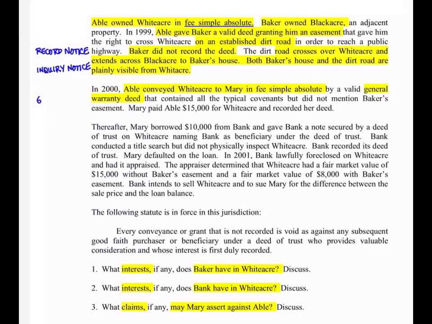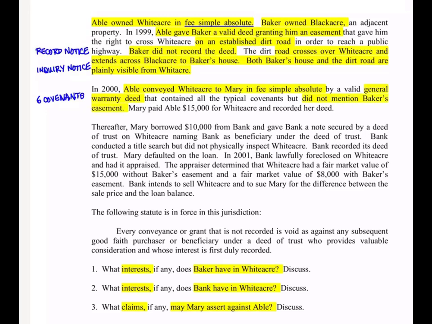Mary paid Abel $15,000 for Whiteacre and recorded her deed. Okay, her deed does not contain any mention of the easement, so there's no record notice for her, and apparently not for any future buyer or lien holder, but there's certainly inquiry notice. $15,000, and the deed has been recorded.